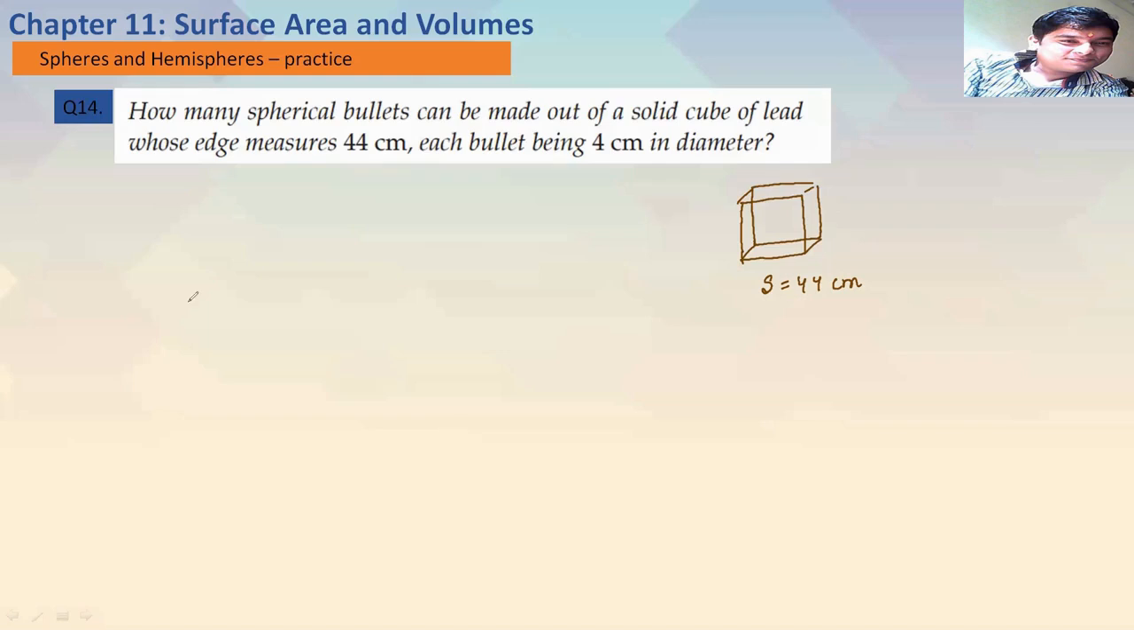Now see this condition. This cube is to be made into bullets or balls, small balls, okay? Identical balls. Their radius is the same. All of their radius is the same. That means they are identical balls.